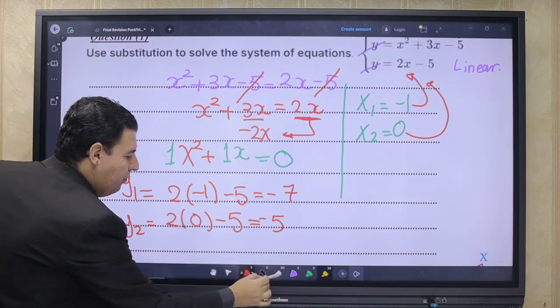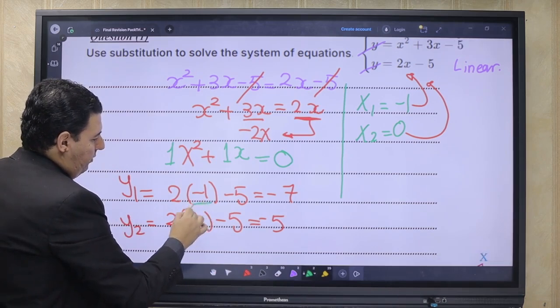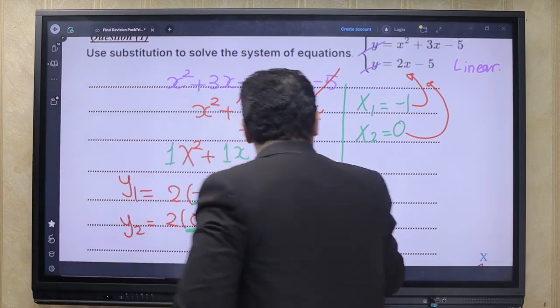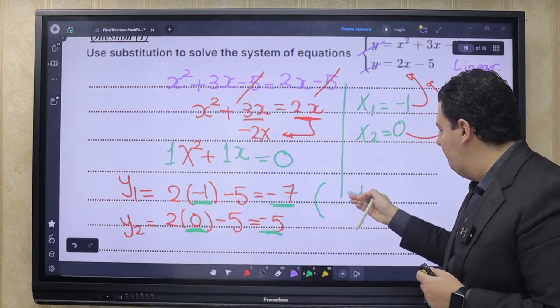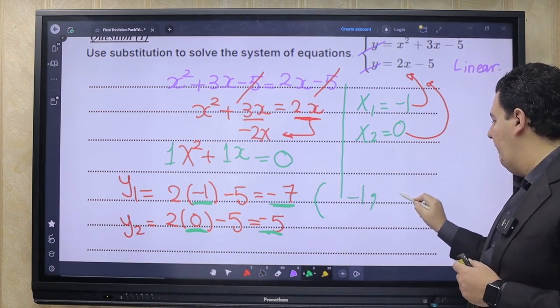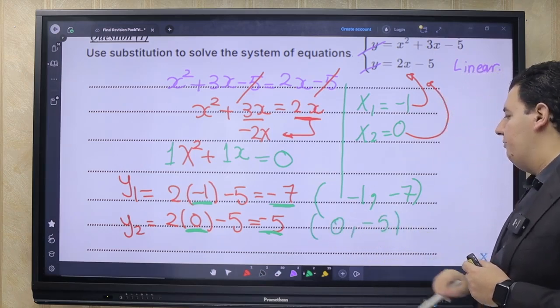When we write the final answer, we will write x and y. So the first one is negative 1 and negative 6. And the second one is 0 and negative 5.